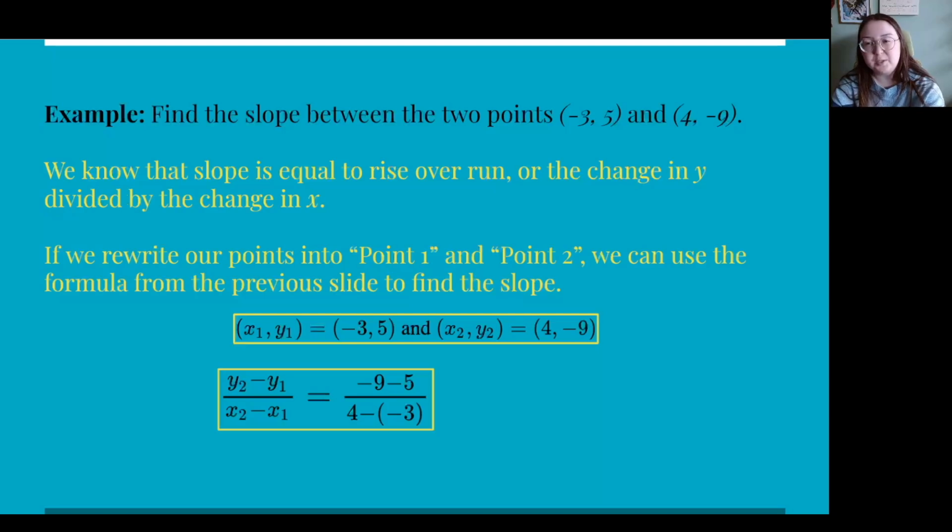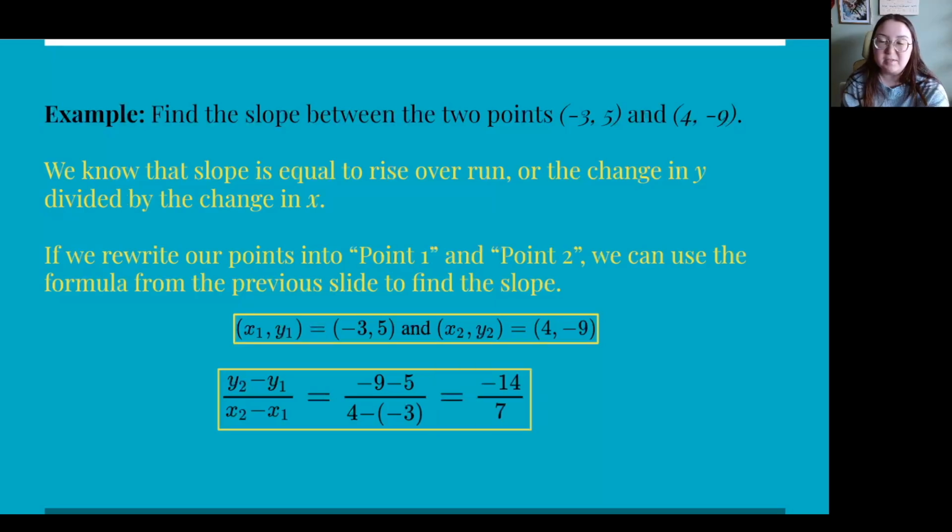So y sub 2, like we said, was -9, and y sub 1 was 5. So y sub 2 minus y sub 1 will be -9 minus 5. Then x sub 2, which is 4, and x sub 1 is -3. X sub 2 minus x sub 1 will be 4 minus -3. So we put all of our points and all of our values into the right places for our formula. And then we just want to simplify.